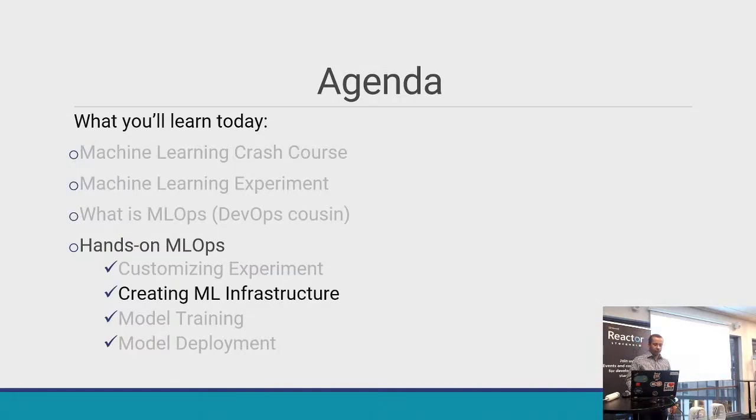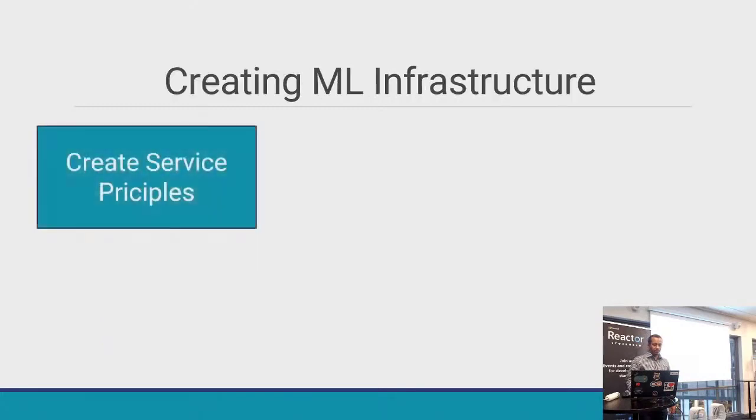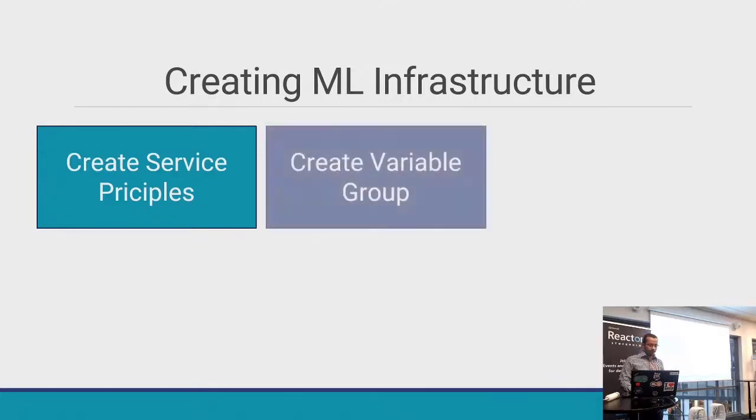Okay, perfect. The next step is that we're gonna create the machine learning infrastructure, and this is a very easy step. So we will need to go to Azure DevOps. We will need to create a couple of service principals. Are you familiar with what a service principal is in Azure? Yep, perfect. The idea is that Azure DevOps needs that service principal in order to be able to provision resources in Azure. That's the whole idea.